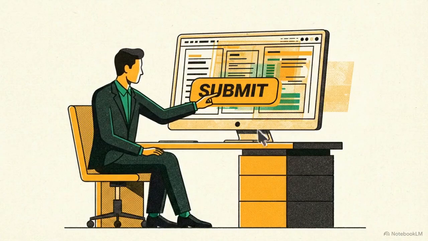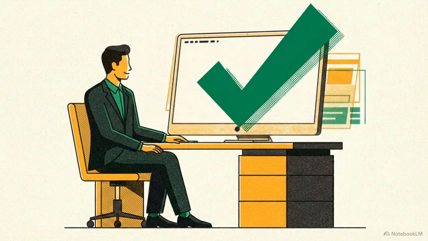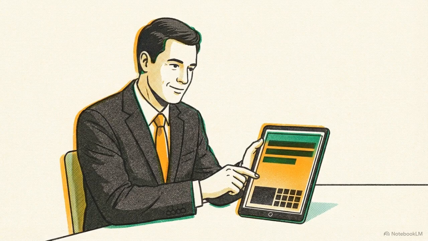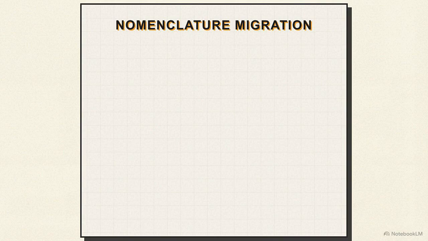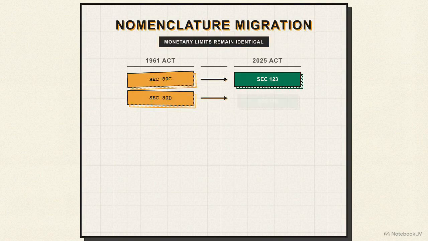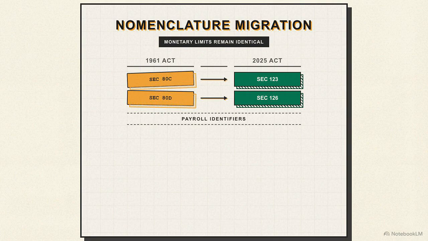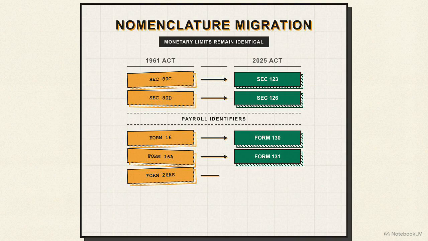By collapsing the temporal axis into a single metric, the Act removes a major vector for filing confusion. The audit lifecycle for both corporate and individual entities becomes significantly more linear. Moving into operational mechanics, the Act initiates a mandatory nomenclature migration across all standard compliance identifiers. This mapping table outlines the code changes for standard deductions. The monetary limits remain identical, but Section 80C now routes to Section 123, and Section 80D maps to Section 126.